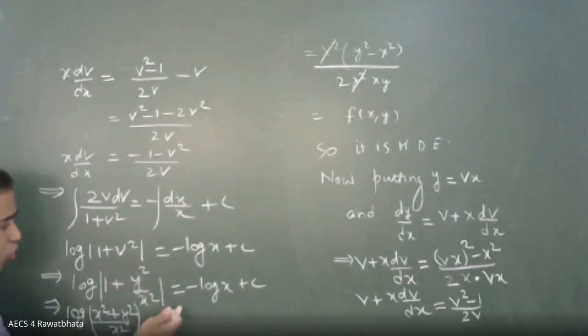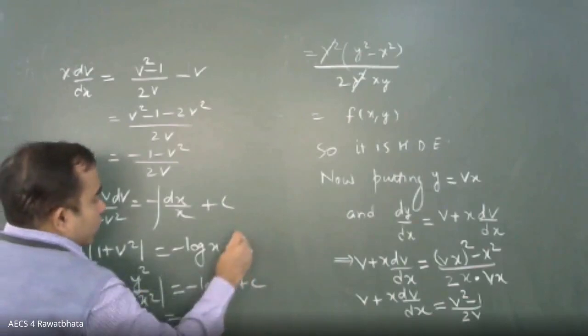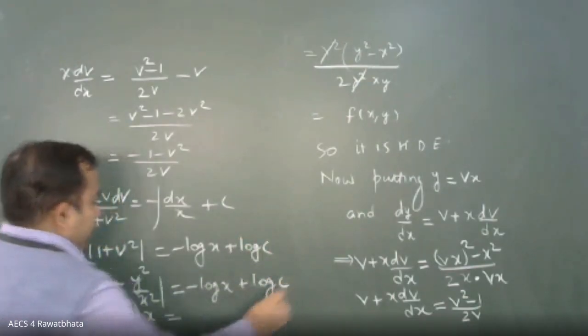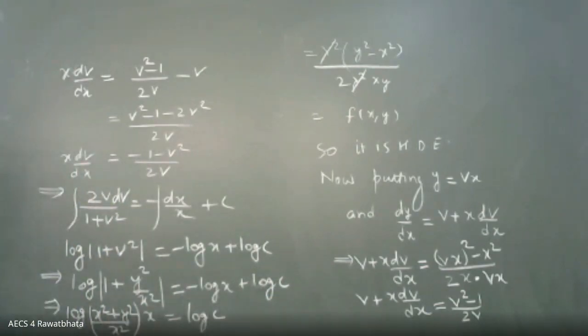और log a plus log b log ab, so into x it will become, and when two logs were there, let us put the third constant also as log so that I can remove the log from both the sides. Now remove log from both the sides. You should not cancel it. It is not in multiply.